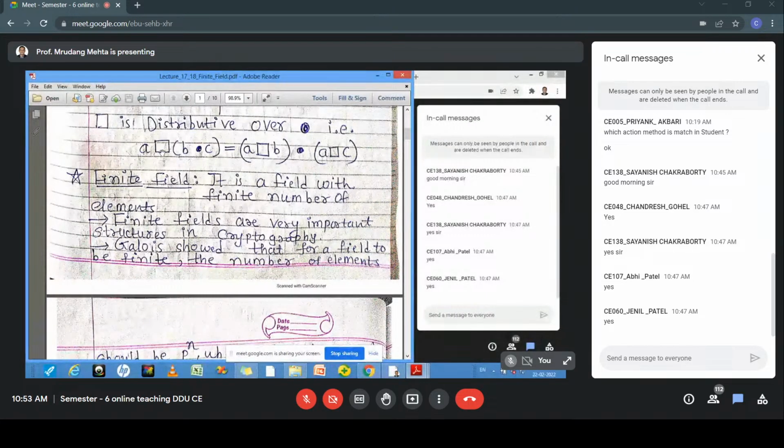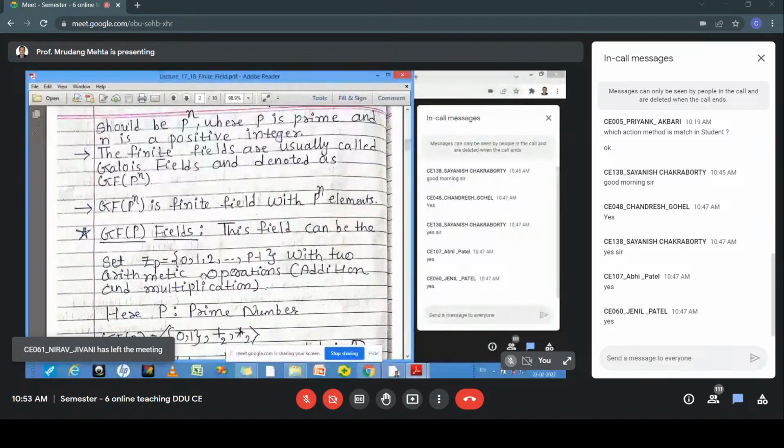From the field, there is a concept of a finite field. It is a field with a finite number of elements, and finite fields are very important structures in cryptography. And Galois showed that for a field to be finite, the number of elements should be p raised to n, where p is prime and n is a positive integer. The finite fields are usually called Galois fields and denoted as GF(p^n).